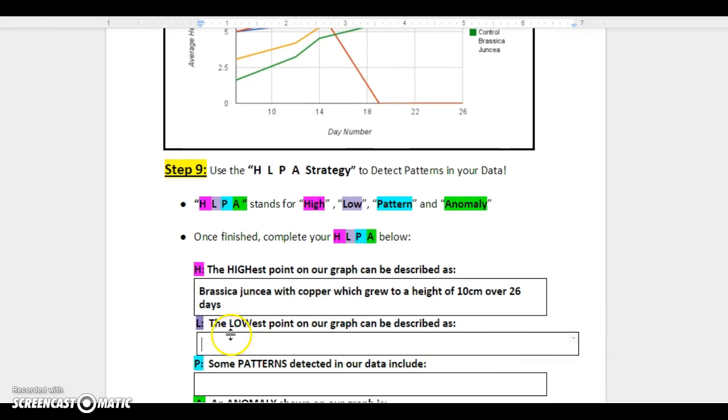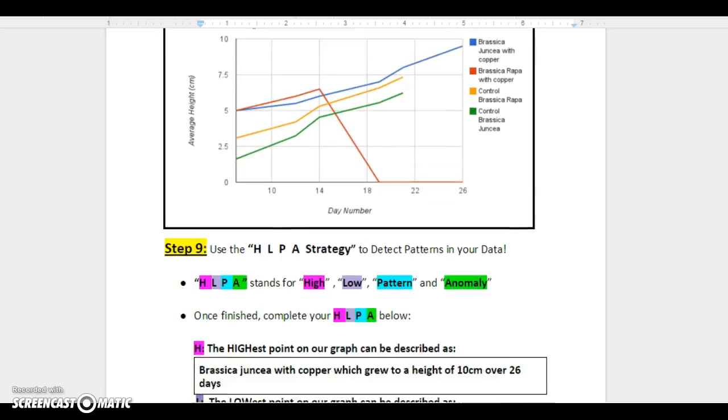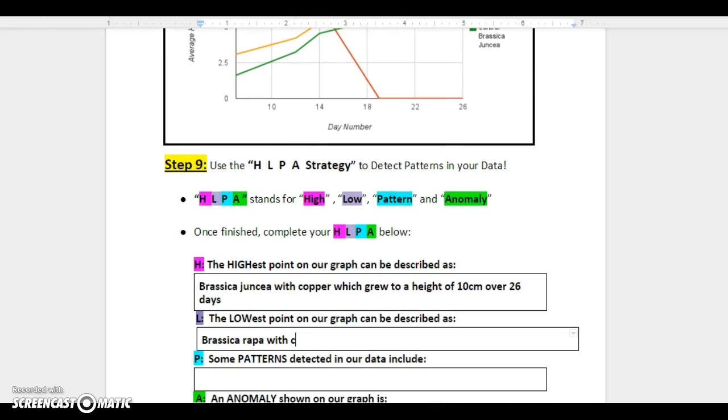The lowest point on our graph can be described as Brassica rapa with copper, which grew to a height of 0 centimeters over 26 days.